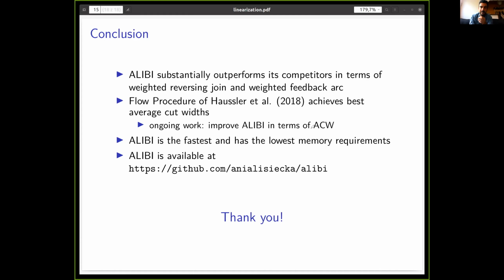Yes, the linearization can be applied to De Bruijn, to bidirected De Bruijn graphs. It can be applied to any kind of bidirected graphs. I don't know what you mean by Dagifying.